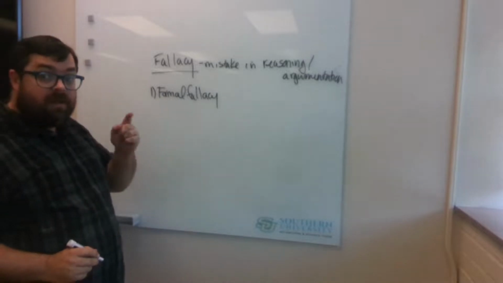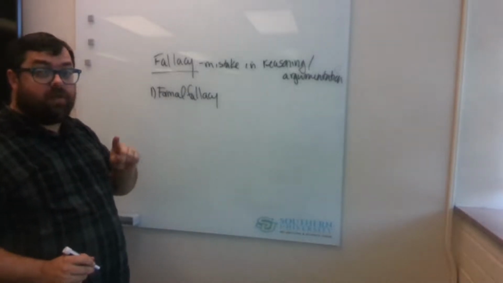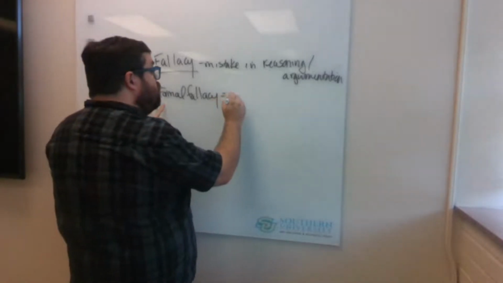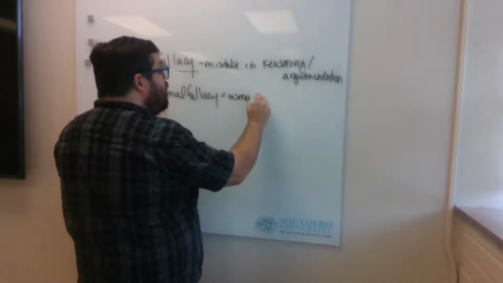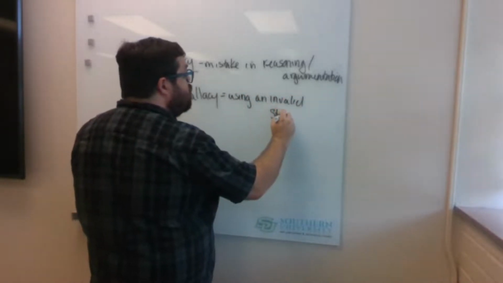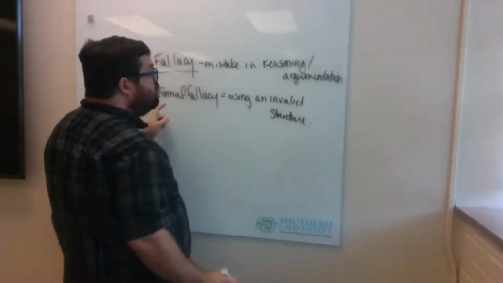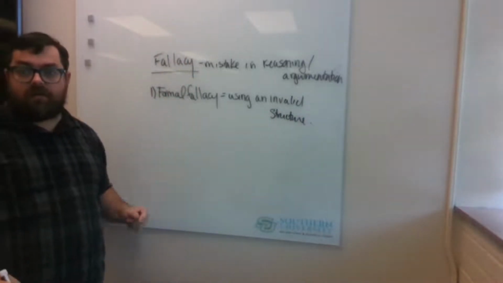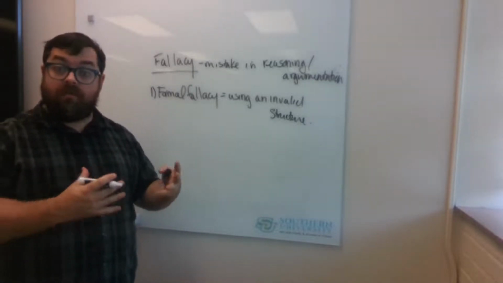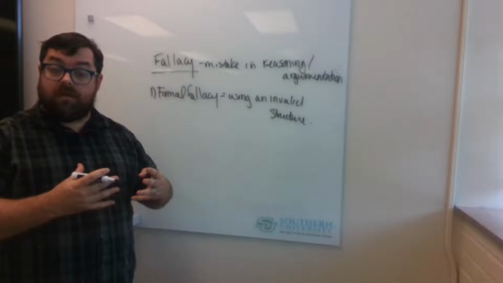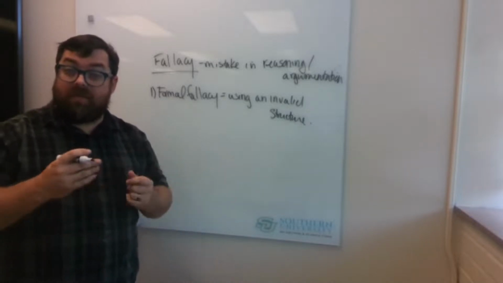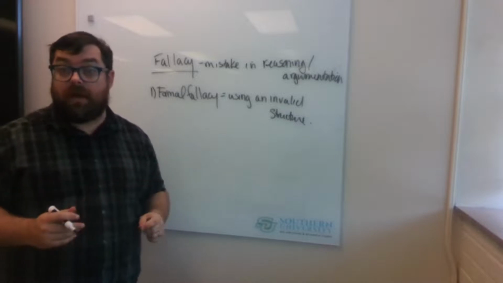Immediately what should jump to mind is section 1.4. A formal fallacy technically equals using an invalid structure. So recall the chart with all the invalid cousins. A formal fallacy is trying to pass off an invalid argumentative structure as if it were better than it is.